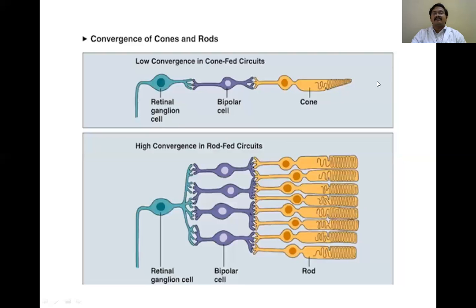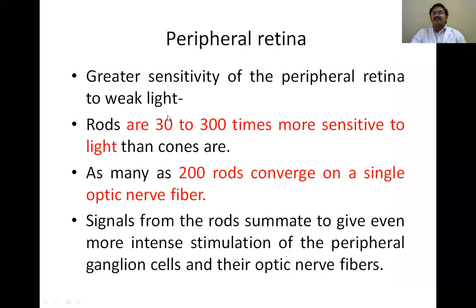This is the low convergence field in the center of the retina, and this is the high convergence, the peripheral retina. If you look at the characteristics of the peripheral retina, it is very sensitive to light, even a low intensity of light, because the rods are 30 to 300 times more sensitive to light than the cones.